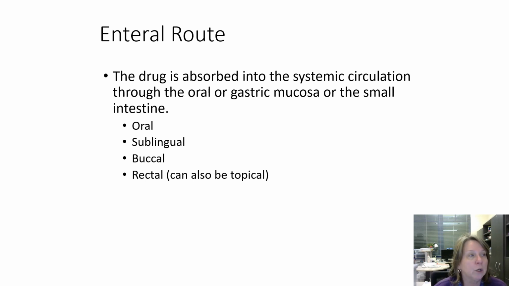So the next thing we're going to look at is the enteral route. That's where the drug is absorbed into the systemic circulation through the oral route, taking it by mouth, or the gastric mucosa, or the small intestine. So we're either going to take a pill through the mouth or a liquid through the mouth. It has to go through the GI tract, because the gastric mucosa, small intestine, and mouth are the GI tract.